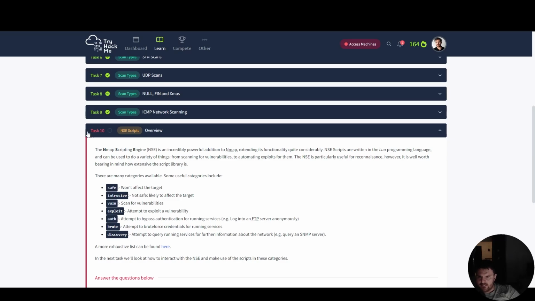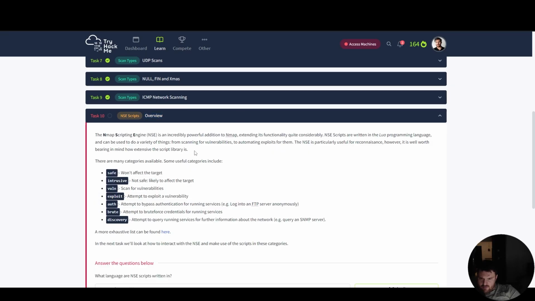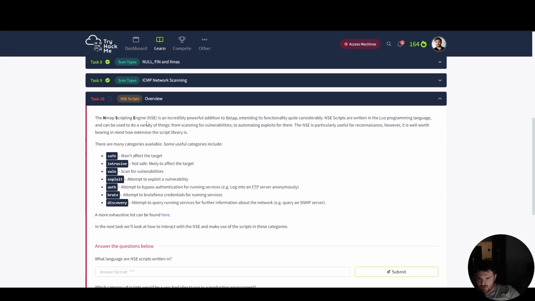So today we are at task number 10. We are learning about Nmap scripts. We have an overview. The Nmap Scripting Engine, NSE, is an incredibly powerful addition to Nmap, extending its functionality quite considerably. NSE scripts are written in the Lua language and can be used to do a variety of things, from scanning for vulnerabilities to automating exploits for them.